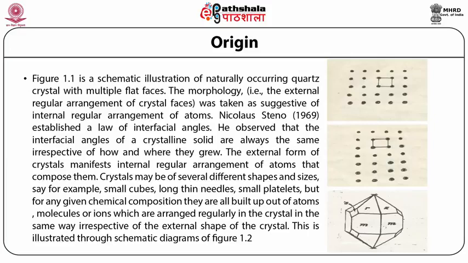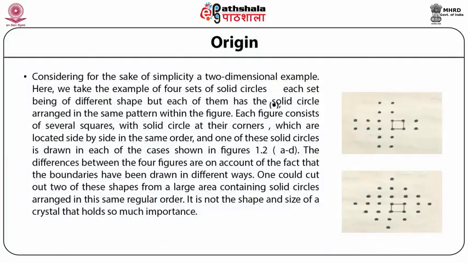Crystals may be of several different shapes and sizes, for example, small cubes, long thin needles, small platelets. For any given chemical composition, they are all built up out of atoms, molecules, or ions, which are arranged regularly in the crystal in the same way, irrespective of the external shape of the crystal. This is illustrated through the schematic diagram of figure 1.2, considering for the sake of simplicity a two-dimensional example.